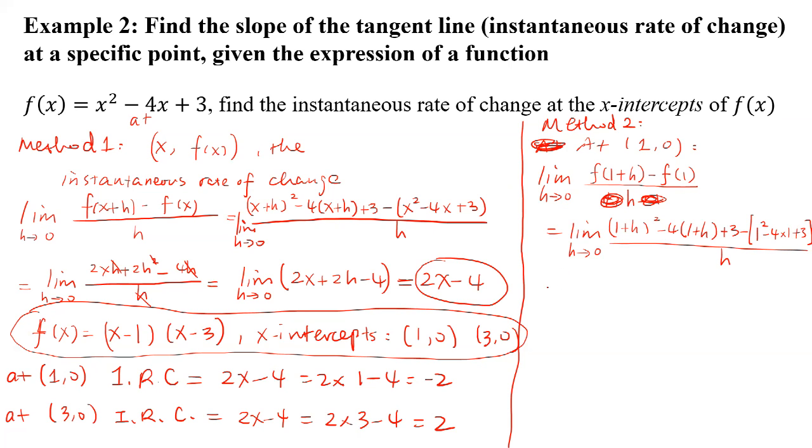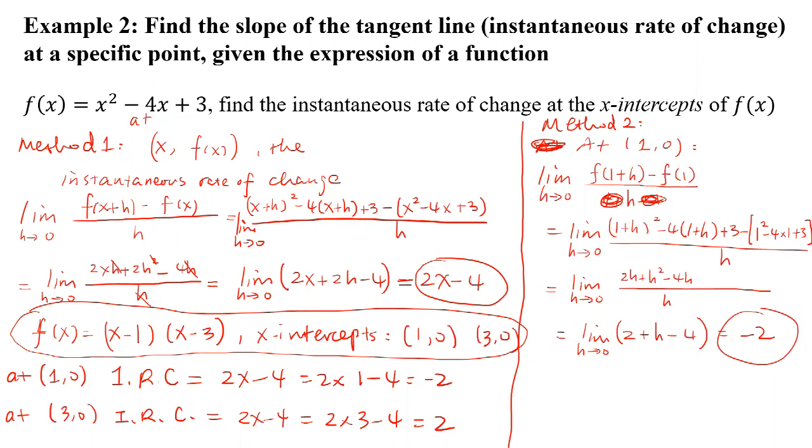Over h. Then the numerator can be simplified to 2h + h² - 4h, over h, which is the limit as h approaches 0 of 2 + h - 4. As you can see here, as h approaches 0, 2 + h - 4 is -2. So in this way, we directly evaluated the instantaneous rate of change at (1, 0), which is -2. Using the same method, we can also evaluate the instantaneous rate of change at the other x-intercept, which is (3, 0).